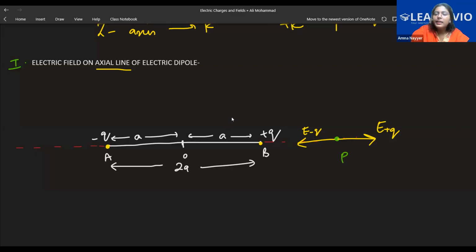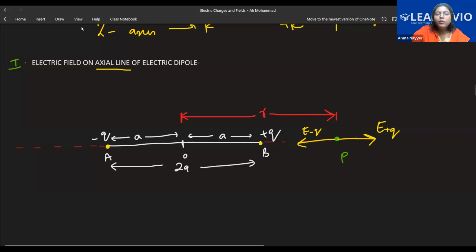Now, from the center of this dipole to this point P, I am going to take this distance as R. From the center of the dipole to the point of calculation, we are going to take this as R.